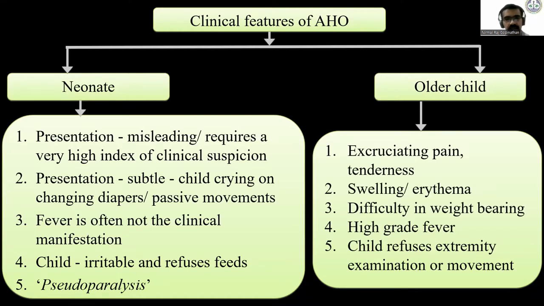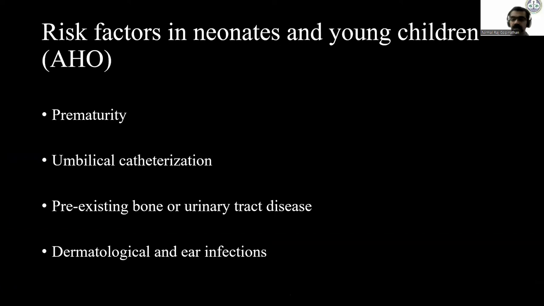In an older child, you may have the classical findings like excruciating pain, tenderness, swelling, erythema, difficulty in weight bearing, fever, and the child refusing examination or movement of the extremity. So it's very important to find out these things. And you should also know the predisposing factors in neonates and young children which can lead to osteomyelitis. For example, prematurity, history of umbilical catheterization, or other disorders of the urinary tract, or skin and ear infections, or a respiratory tract infection.